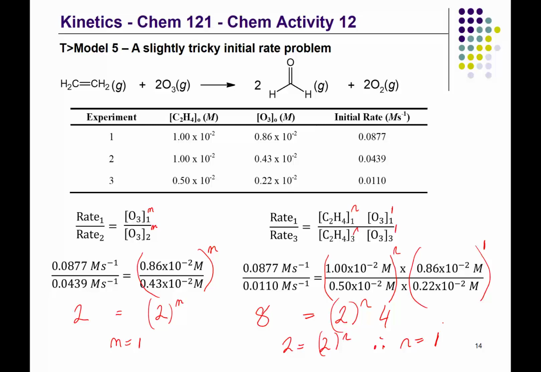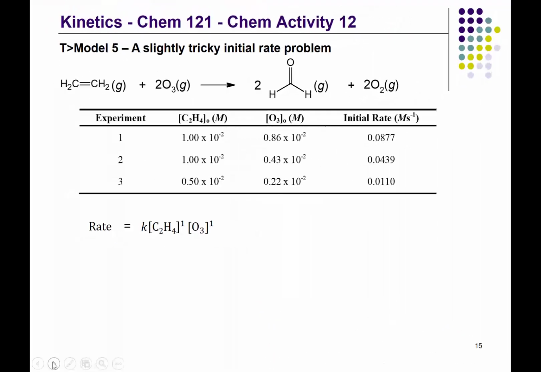The last thing that we need to do in this analysis is to determine the units and the value for k. So here is our rate law. What I'm going to do is rearrange to solve for k, and then I'm going to pick one of the experiments, in this case experiment number 1, and plug in the respective values. You notice that I did not bother writing the exponent 1 for the ethene and the ozone because it's understood that it must be 1.